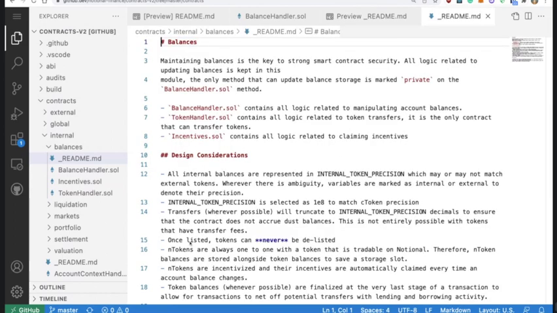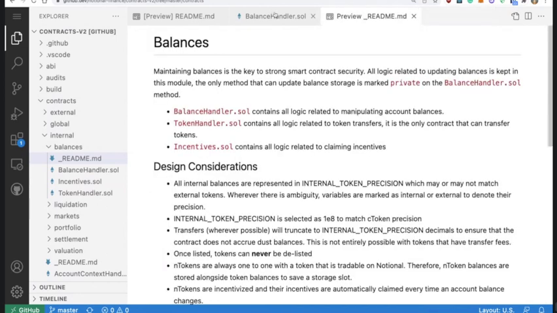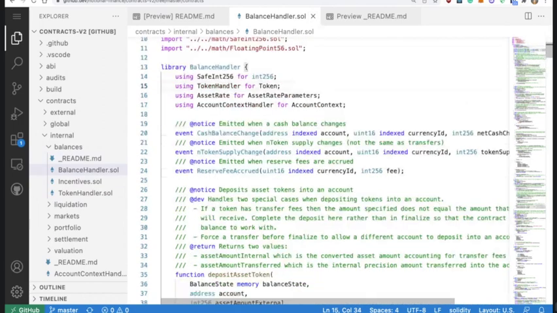Awesome. All right. So should we get into one of these contracts? Token handler, incentives, or balance handler? Sure. Yeah, we can do balance handler if you're open to it. It's a big file.